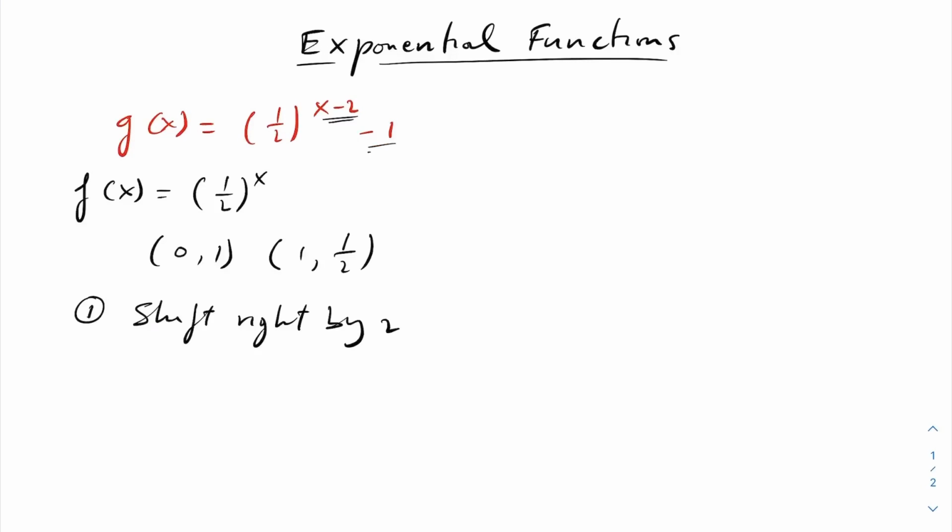And then since 1 is being subtracted from the whole function, that will be affecting the output y. And so whatever is done to the output should be reflected exactly on the graph. And so here you're going to have a shift down by 1.